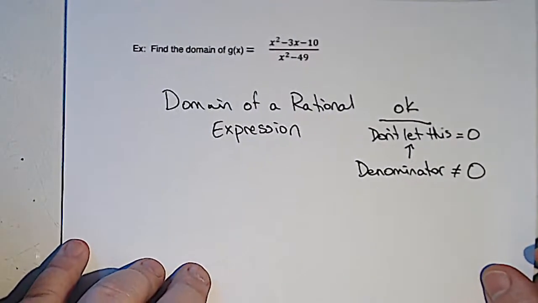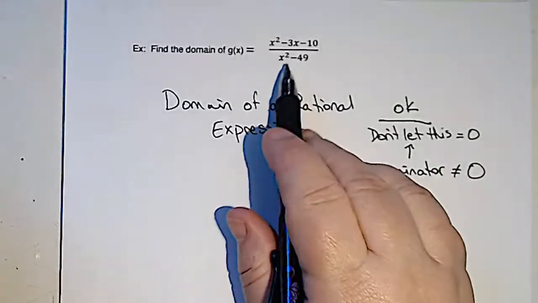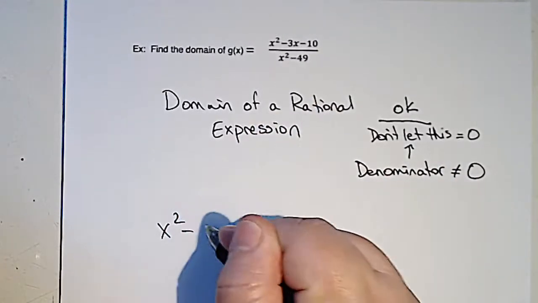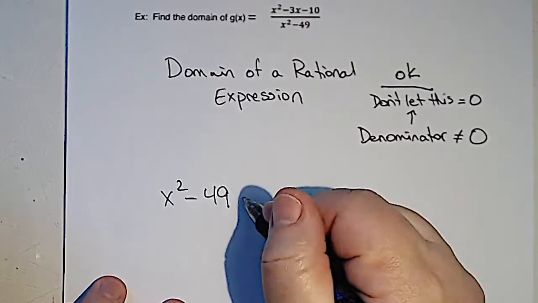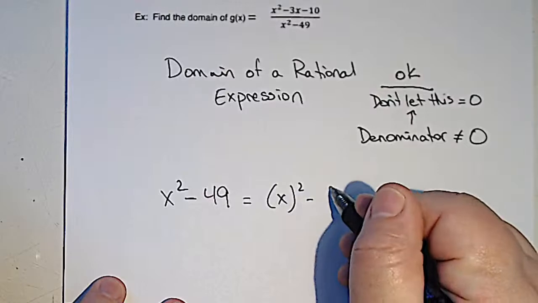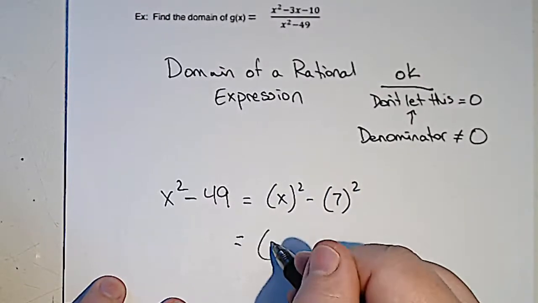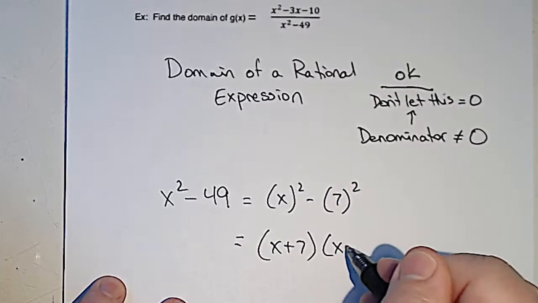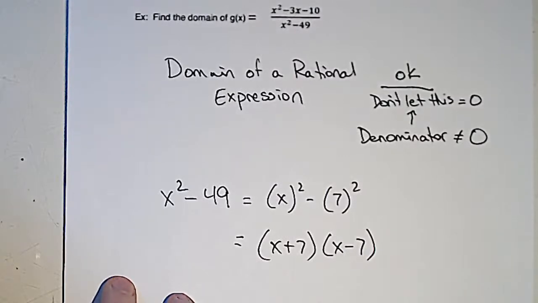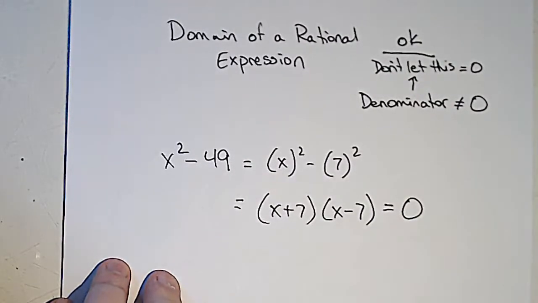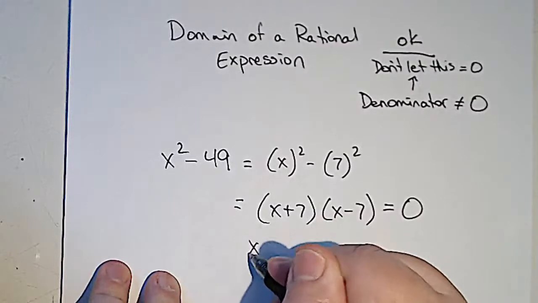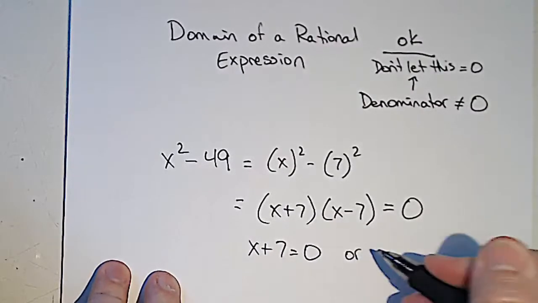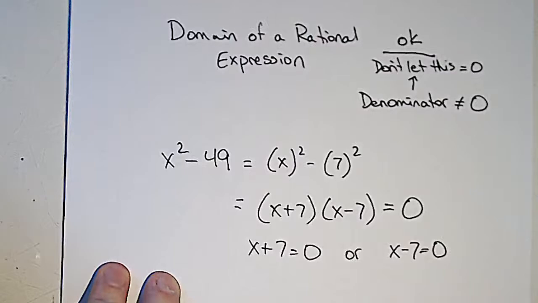So let's take a look at this one. To find the domain, I'm going to look at the denominator. So I look at x squared minus 49. I think, thank goodness, this is a difference of two squares. And I want to take the factors, set them equal to 0. And then I'm going to use the zero property that says, if these two multiplied together give me 0, then either x plus 7 equals 0 or x minus 7 equals 0.